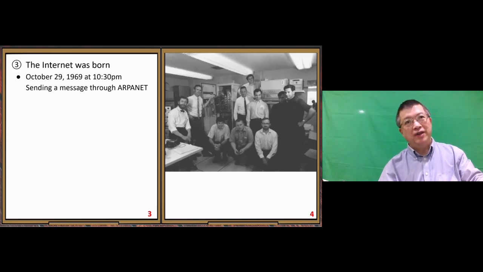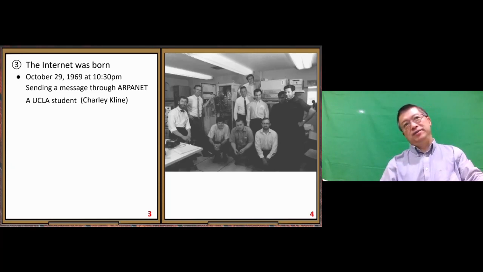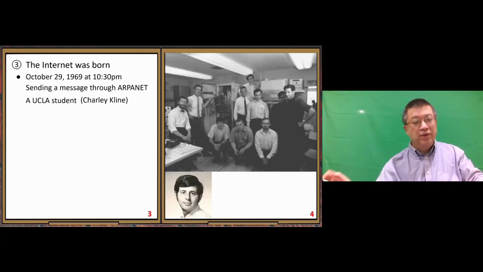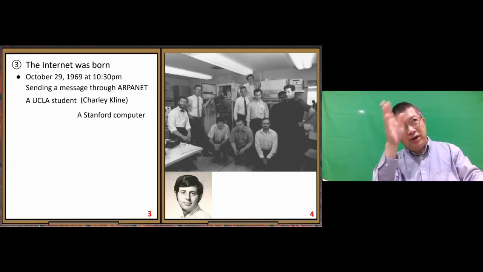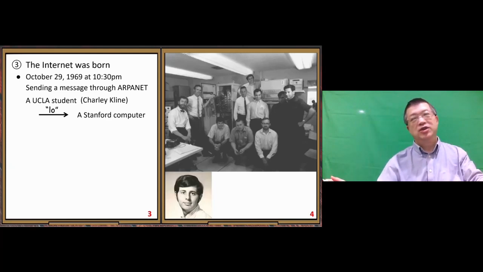So let's look at this historical event. A UCLA student did that experiment. His name, Charley Kline. What he did: sending a message to a remote computer. This is Charley Kline. That remote computer was a Stanford computer. What did he send? A short message, just 2 characters, LO. So what's the meaning of that?